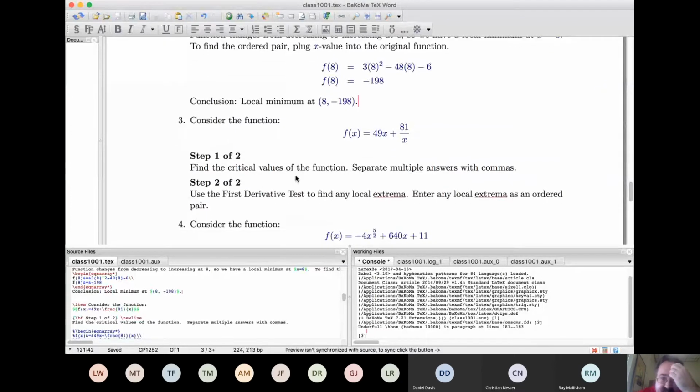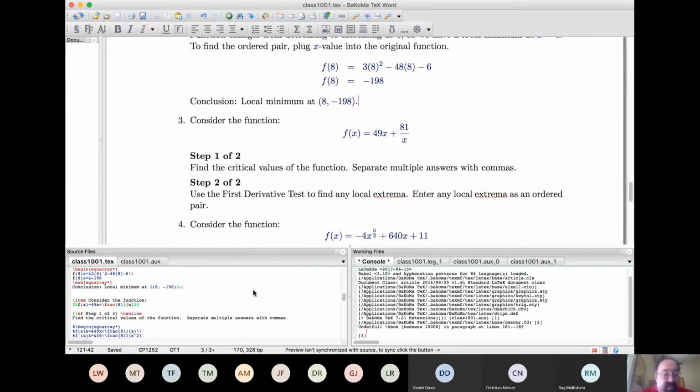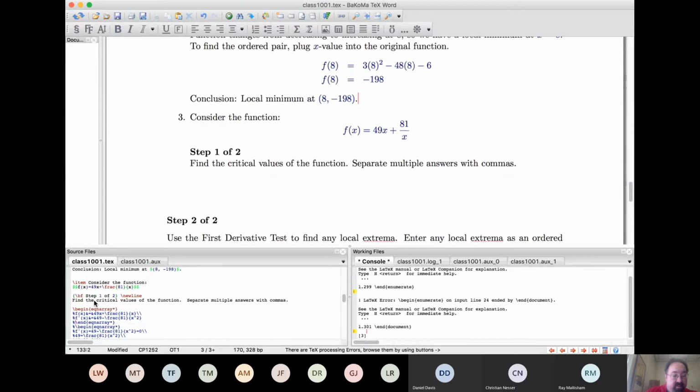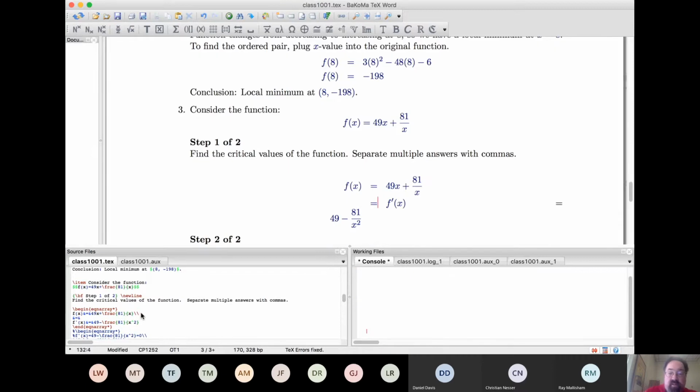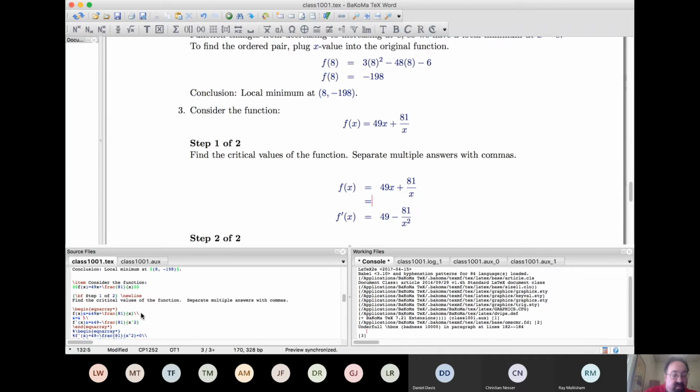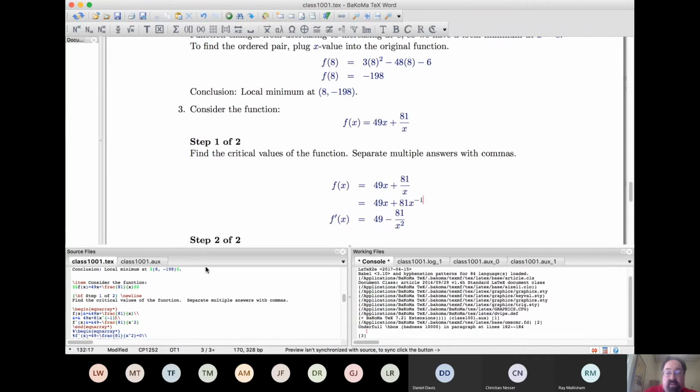Now I have a function of a somewhat different sort as far as taking derivatives is concerned, but the task to perform is the same. So, taking a derivative, it's best to rewrite the function first, 49x plus 81x to the minus 1. That's more conducive to using a power rule.